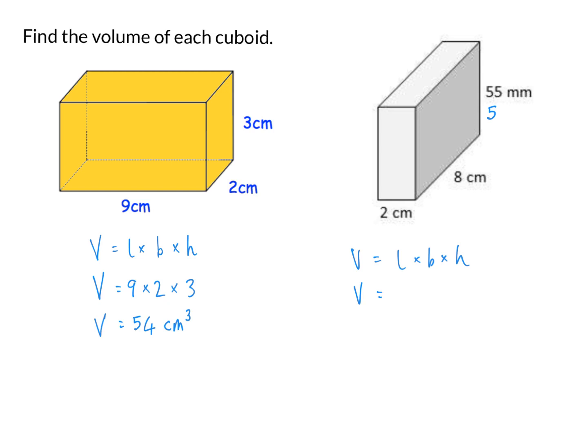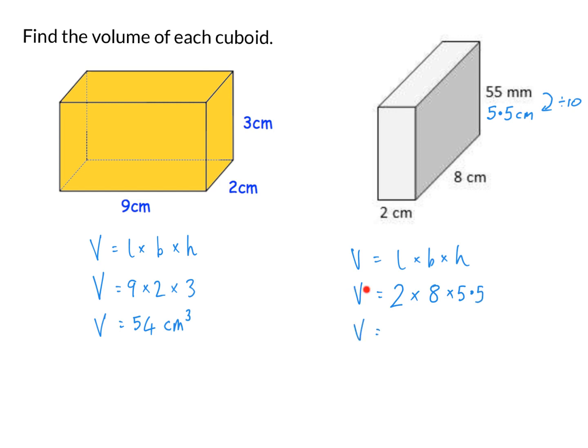The next 5, this 5 units, well, that's not enough to give me a whole centimetre. So I've got 5.5 centimetres. Essentially what we've done is we've taken our number of millimetres and we've divided by 10, and that's converted it into centimetres. So my length times breadth times height is going to be 2 times 8 times 5.5.